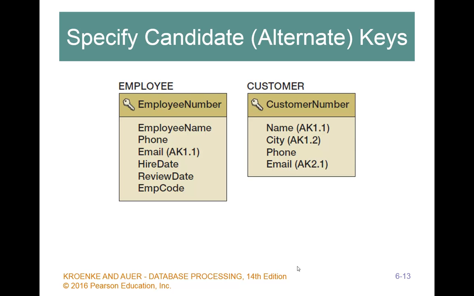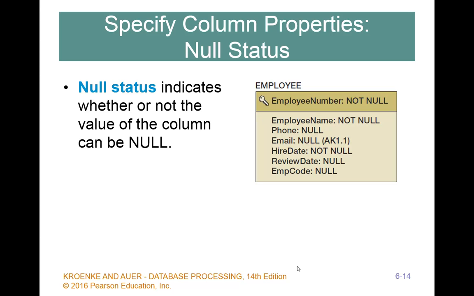Okay, so again, in step one, we're making a table for each entity. Now we're indicating what our primary key values and our alternate key values are. The next step in step one, remember, was to indicate the null status of our columns. This indicates whether or not the value of the column can be null, or empty.